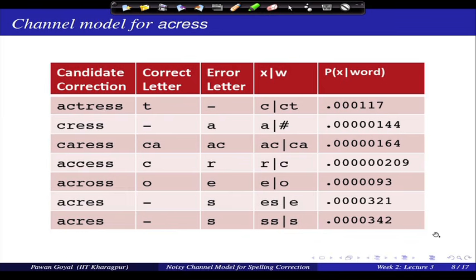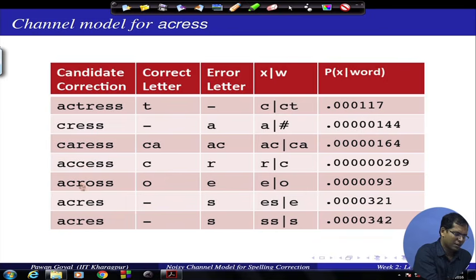Now if you go back to the previous example of finding various candidates for accuracy, we had 7 different candidates here. We already saw what is the correct and error word, and we are using the model we saw in the previous slide to find out the probability of x given word. Okay, this one. So now first we are writing what is my x given w.